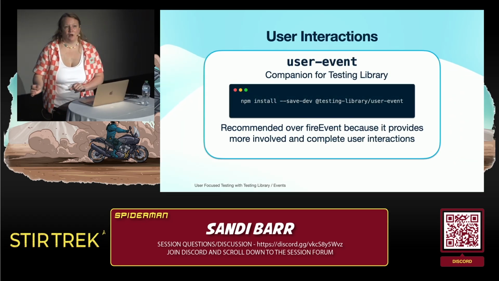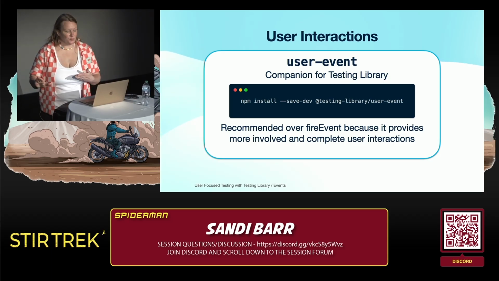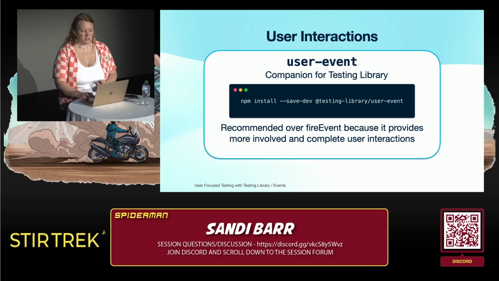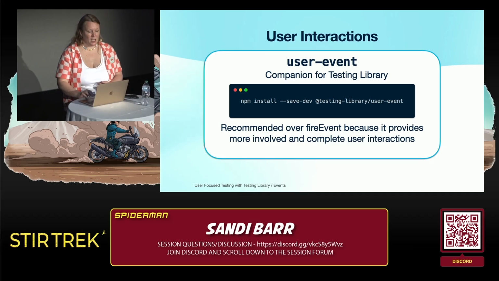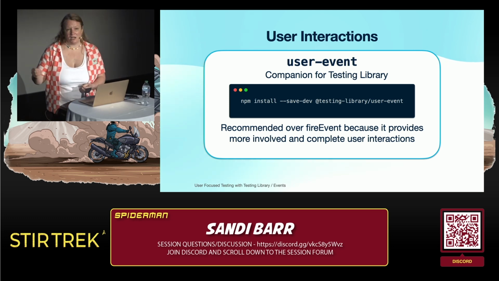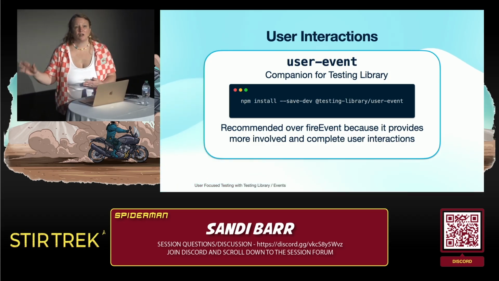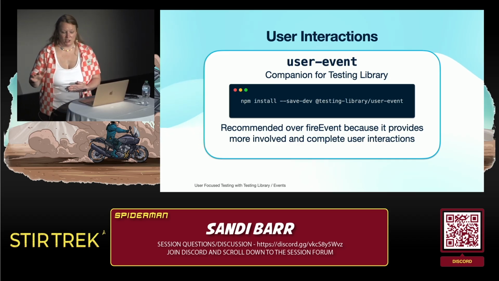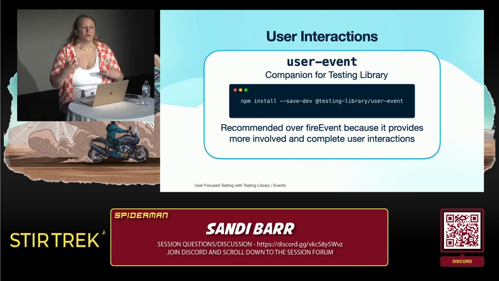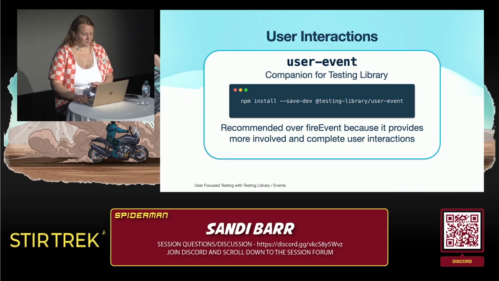So once you've queried for and gathered the elements under test, following the arrange, act, assert pattern, the next step is to perform some user interaction on those elements. User event is a companion library for testing library. Testing library also includes a fire event API for dispatching single events, but user event is often preferred because it provides methods that more closely resemble actual user interactions by trying to simulate all of the real browser events that would happen as the user interacts with the elements.